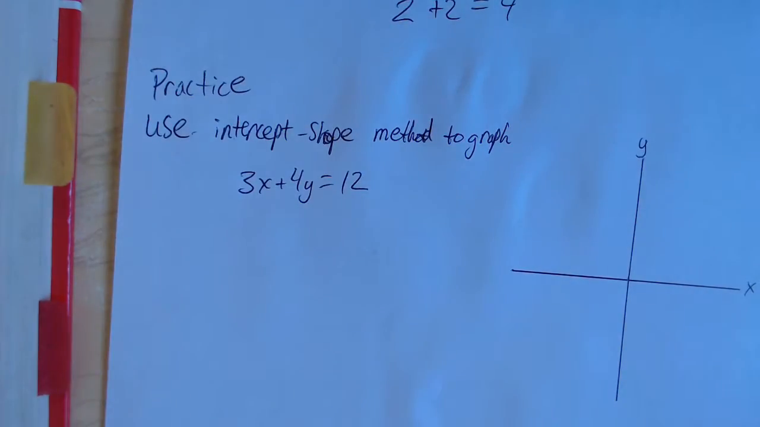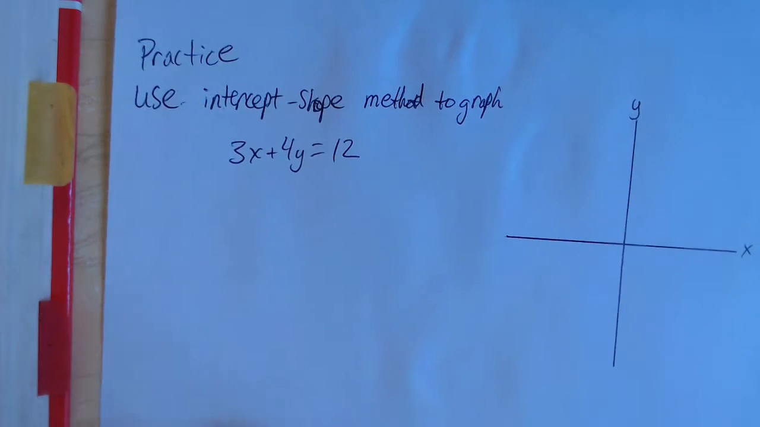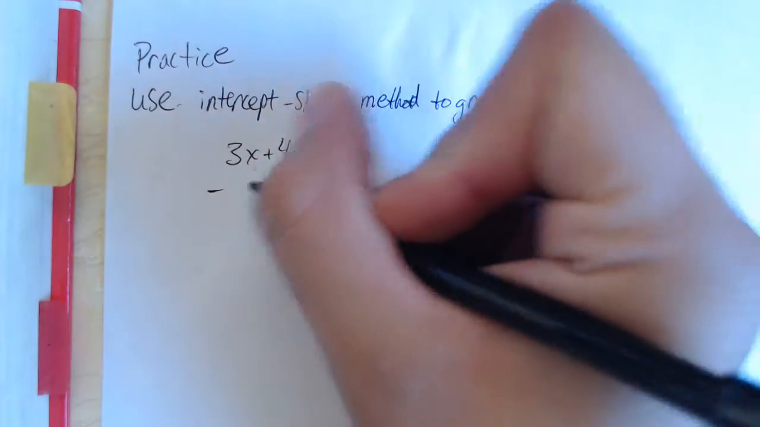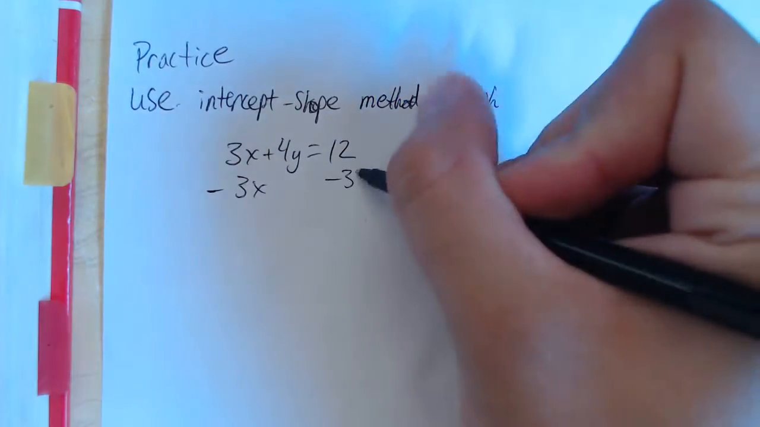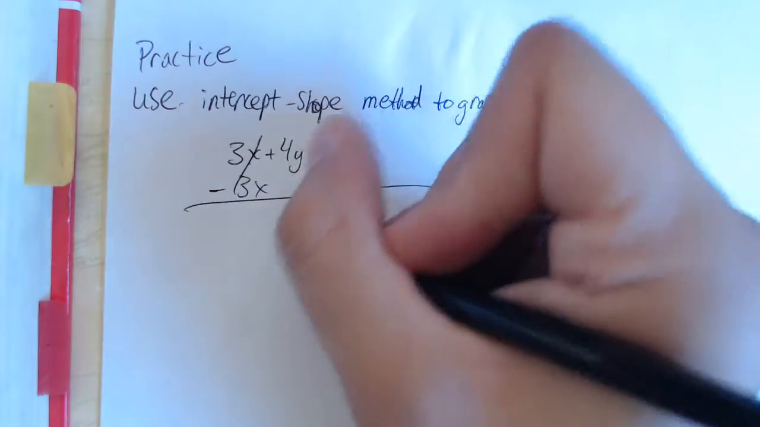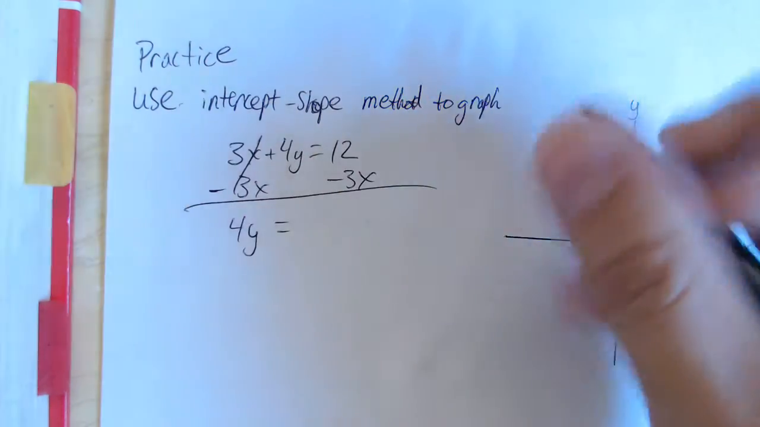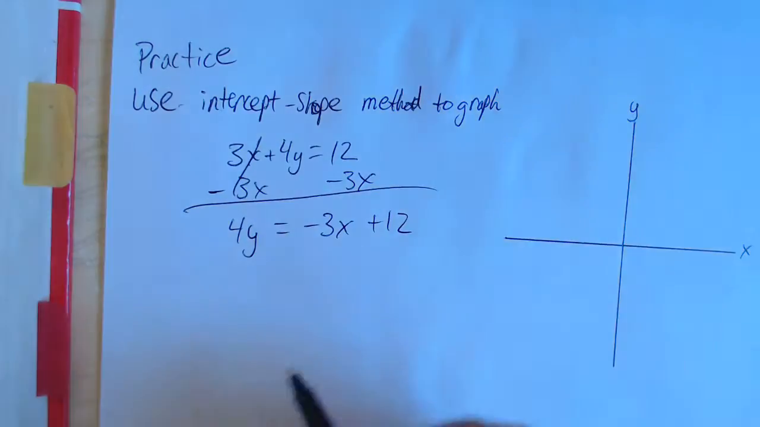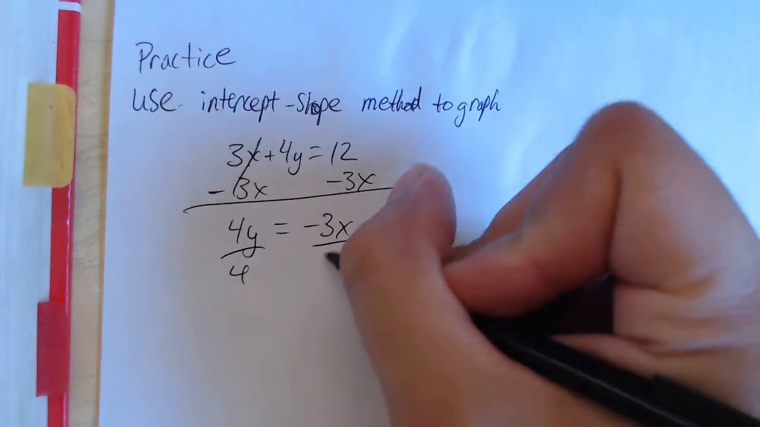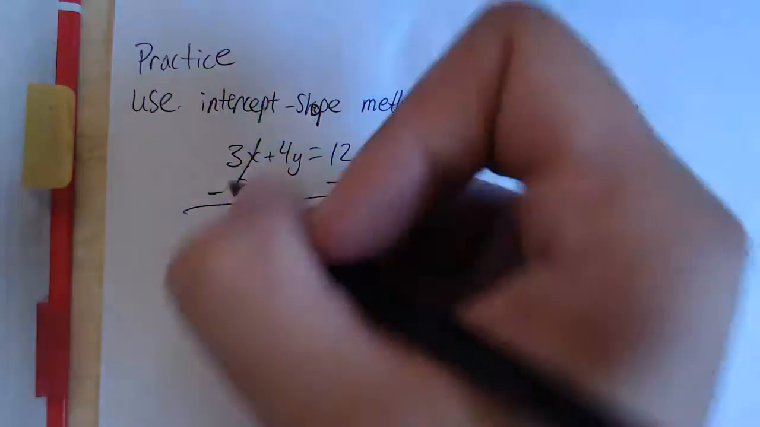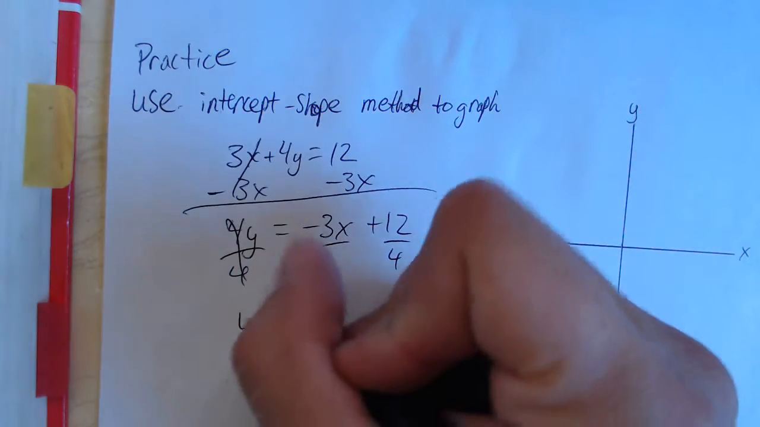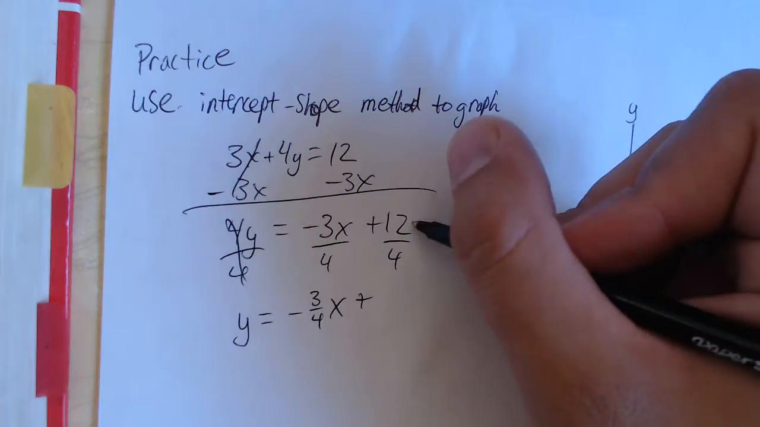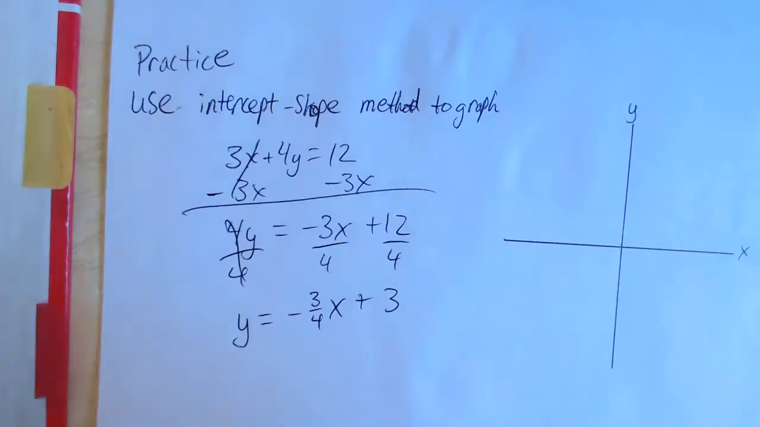Next one, we're going to do the same thing using the slope-intercept method. So again, we have to begin by solving our equation for y. Subtract 3x from each side. That gives us 4y equals negative 3x plus 12. Divide each side by 4. That cancels, and then we get y equals negative 3/4 x plus 12 over 4 reduces to 3.